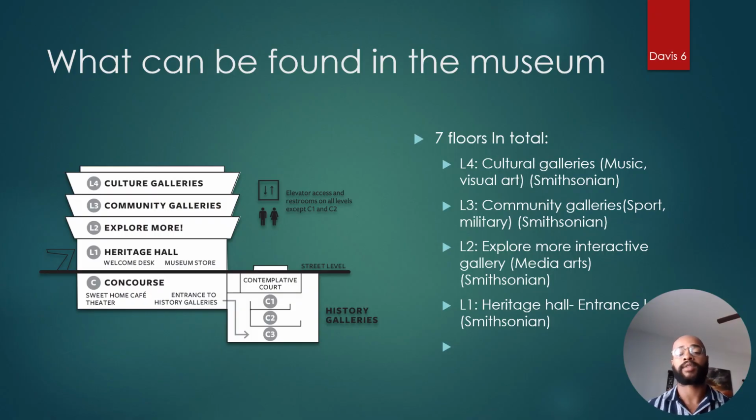Level 2 explores more interactive galleries such as media arts, or they have these essentially large prompters where one can actually dance and interact with what's happening, similar to Wii Sports. And level 1 is the Heritage Hall, which is the entrance level. Now we'll continue to touch on what can be found in the museum in the next slide.